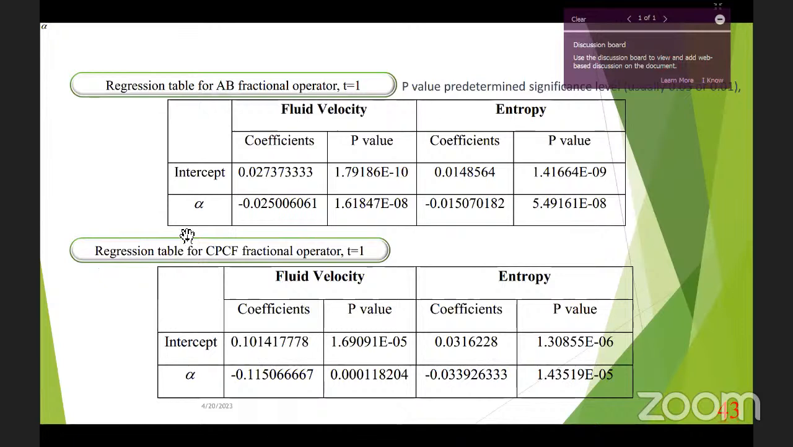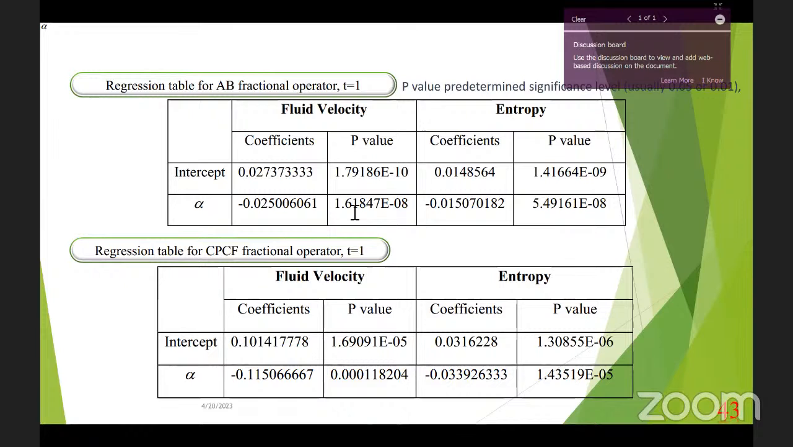This is the calculation for the regression analysis. We can see that the Atangana-Baleanu fractional operator p-value for the fluid velocity and p-value for the entropy generation is very low. Usually we can take 0.05 or 0.01, but in both cases the value is very low, below 0.01. So we can say that the Atangana-Baleanu fractional operator is statistically more significant.